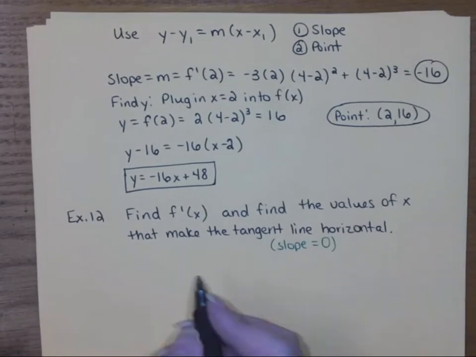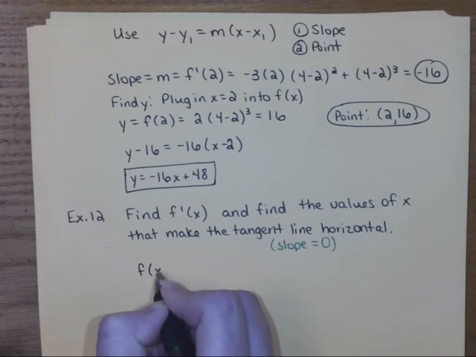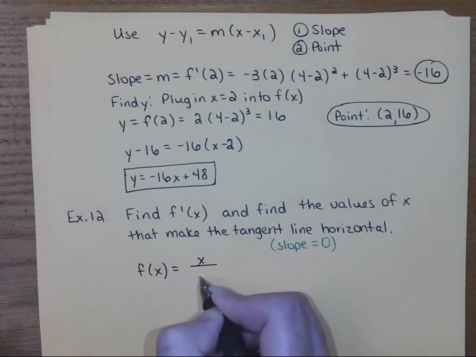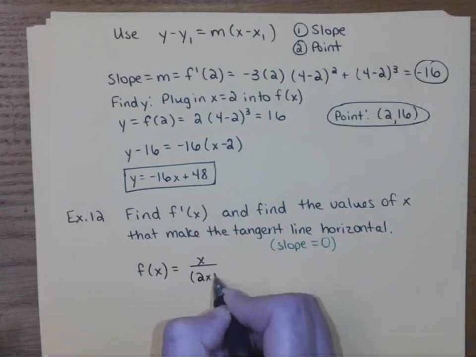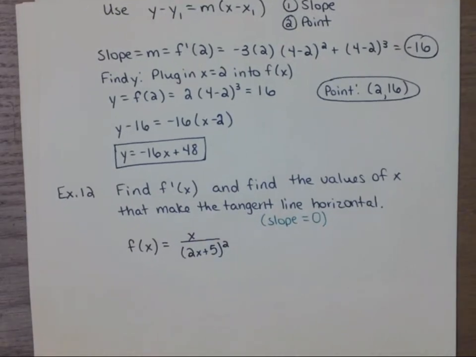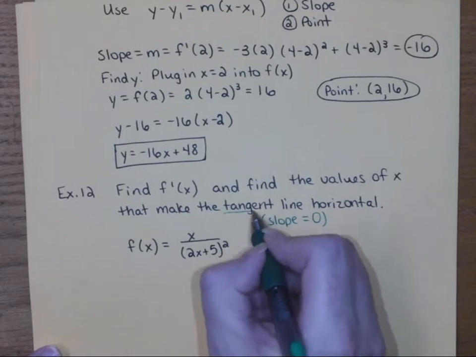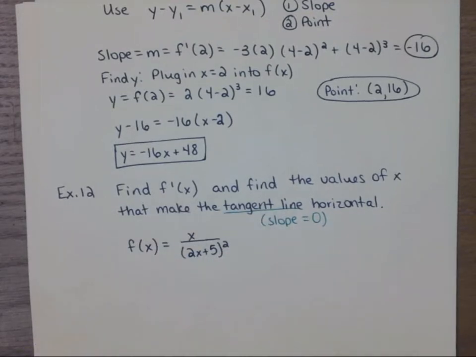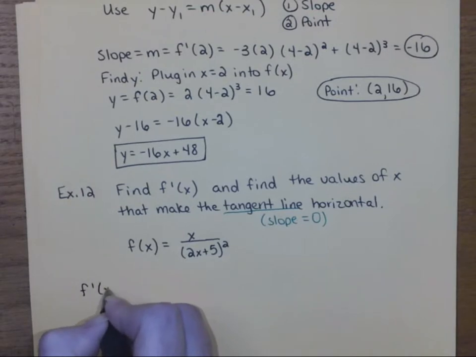So I guess I need to give you f of x, right? That would probably be helpful. So f of x in this case is x over (2x plus 5) squared. Anytime we're asked to find a tangent line, we need to find the derivative first, right? Which we were already told to do anyway. So we're just going to go kind of slow here.